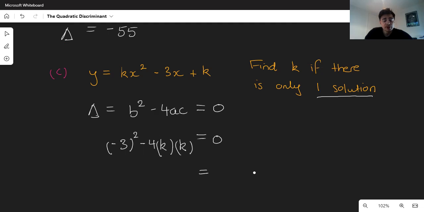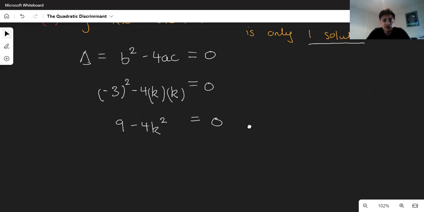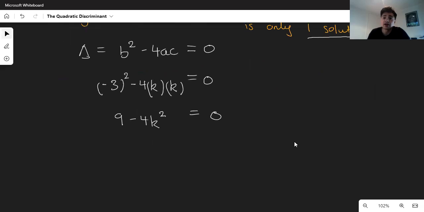So if we clean this up a little bit, we've got negative 3 times negative 3, which is positive 9, minus 4, and k times k is k squared. What that leaves us with is just an algebraic equation where we need to solve for k. And that's what the question asked. It said, find k if the discriminant is 0. So this is not too bad.